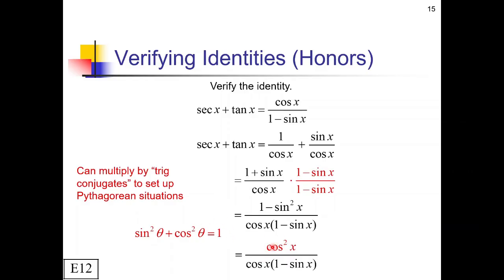Well, one of the cosines up here and this cosine down here can cancel out. So that's going to leave us cosine of x over 1 minus sine of x. And that, it turns out, is exactly what we were trying to get in the beginning. So a little tricky, but this is a new little trick you can use to get your way on these problems. So this concludes our marathon lesson on using trigonometric identities.